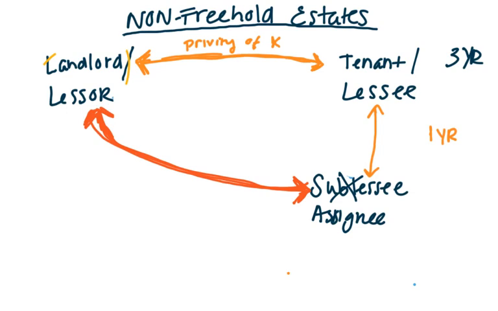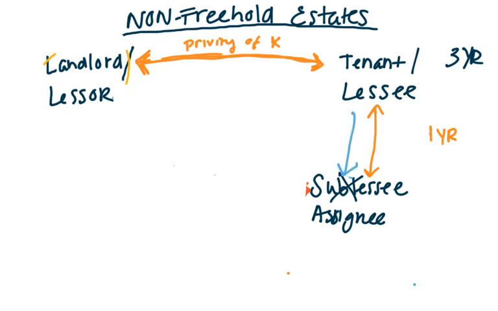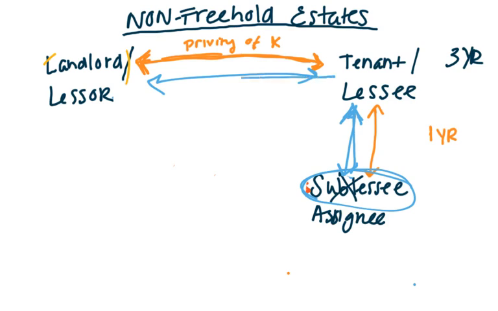And so in the case of an assignment where there's nothing left, it makes sense that the privity of estate would be with the landlord because the property is going back to the landlord. On the other hand, if we have a sublease and there is something left for the tenant, then we have two privity of estates. The sublessee is going to give the property back to the tenant, and eventually the tenant is going to give the property back to the lessor. Okay. Hopefully that clarifies things a little bit.